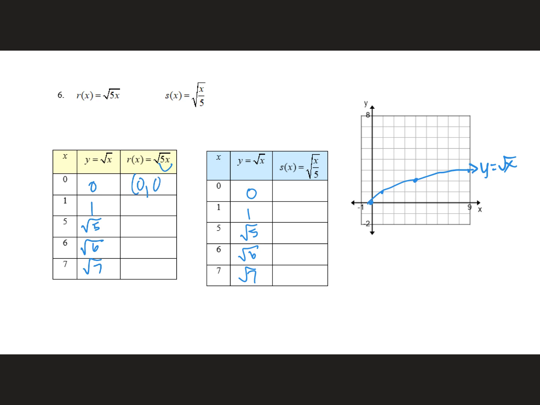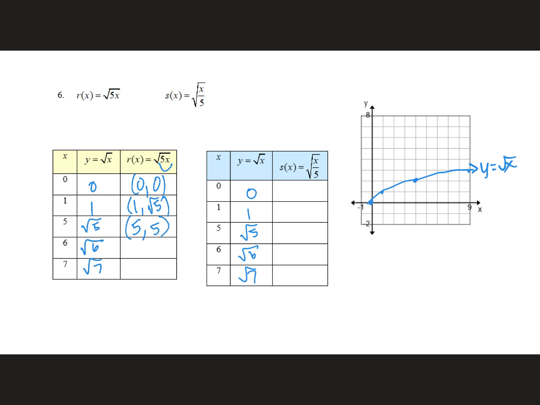The square root of 0 is 0, so I'm still at 0, 0. Okay. If I put 1 in here, 5 times 1 is 5. This becomes the square root of 5. If I put 5 in, 5 times 5 is 25. The square root of that is 5.